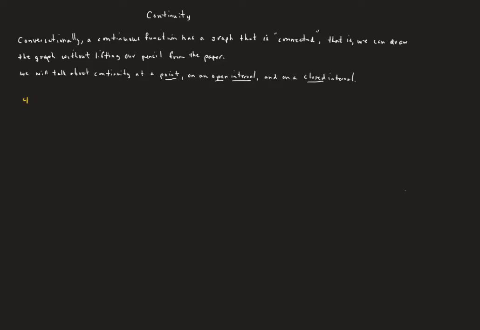We have 4 ways a function can fail to be continuous at a point.